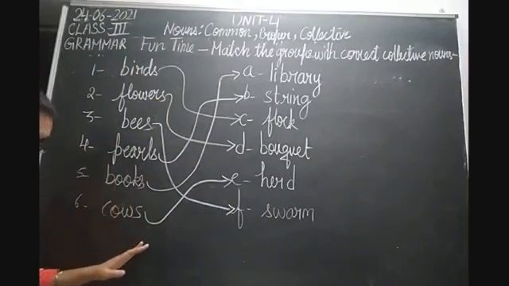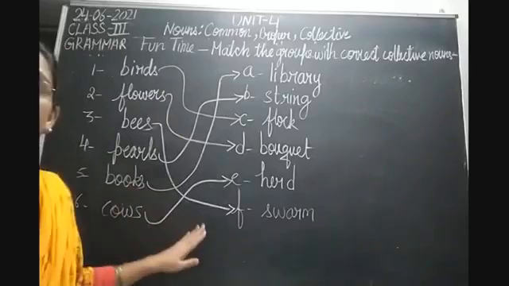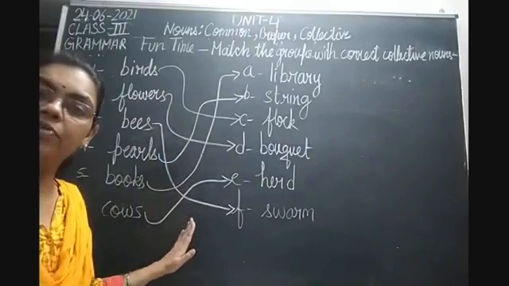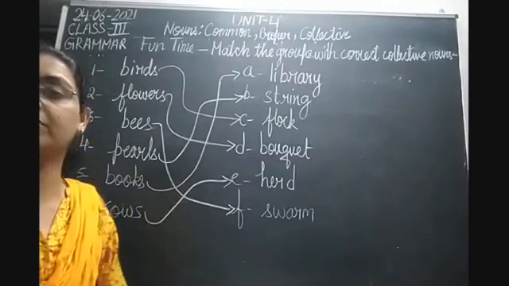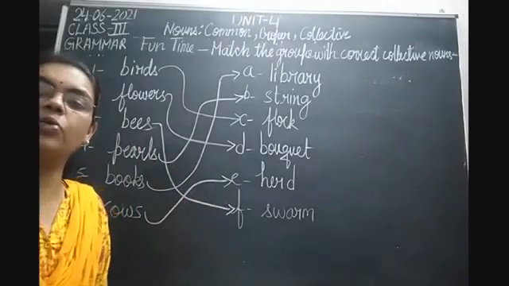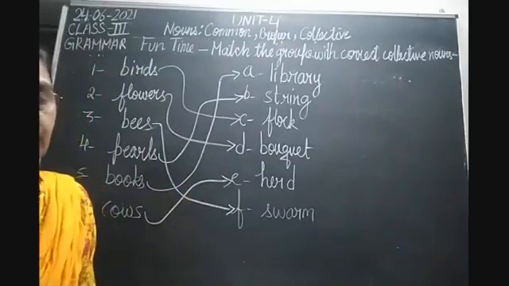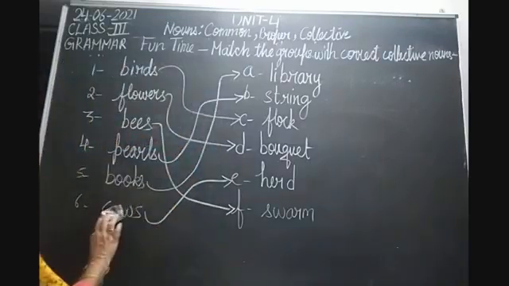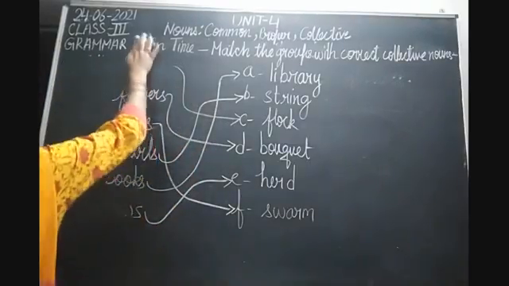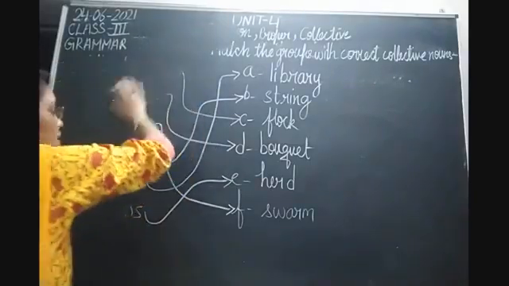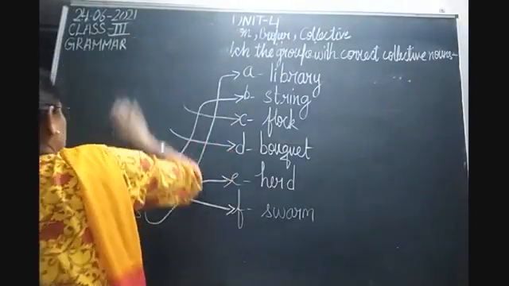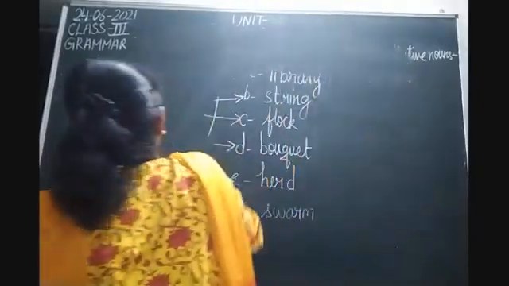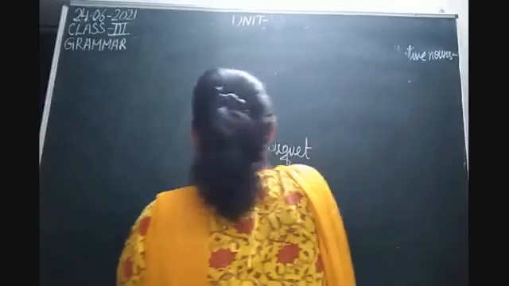I hope everybody must have completed these exercises of unit 4 in the grammar book, and you must have written the 16 collective nouns in your English notebook. So students, now I'm going to erase this and I'm going to start with unit 5, and that is on sentence. Sentence सबको पता है ना? Sentence क्या होता है ना? I hope everybody is familiar with a sentence.